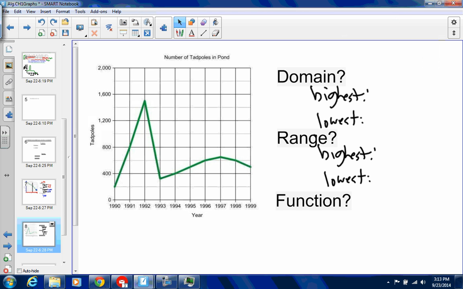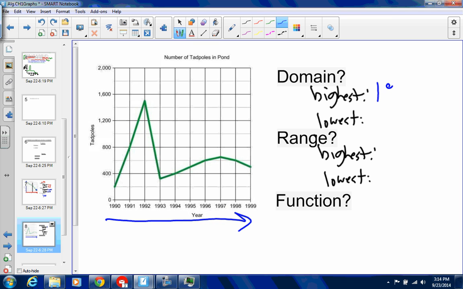If you're looking at this graph, remember the domain is just those x values. So it goes along this x-axis right here. The farthest it goes on the x-axis would be the highest, 1999, and the lowest it goes would be all the way down to 1990. So our domain goes from 1990 to 1999.